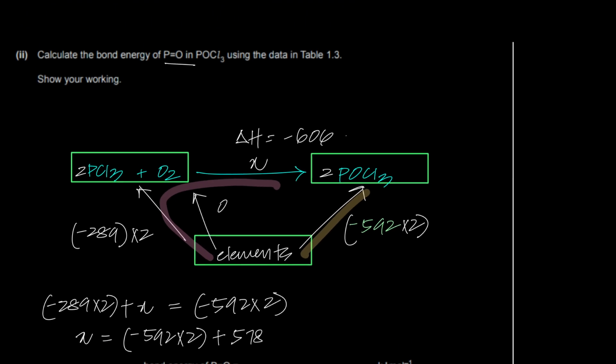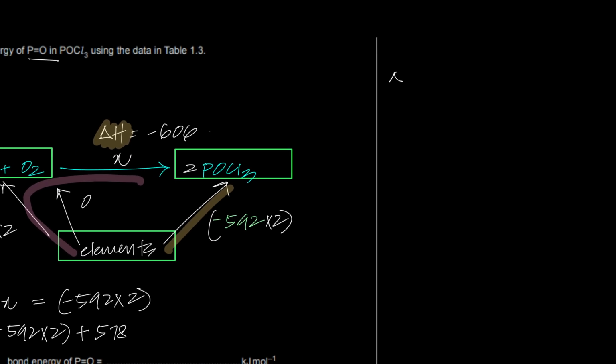Now I know that enthalpy change for any particular reaction, how do you calculate it? Enthalpy change of a particular reaction is bonds broken minus bonds formed.